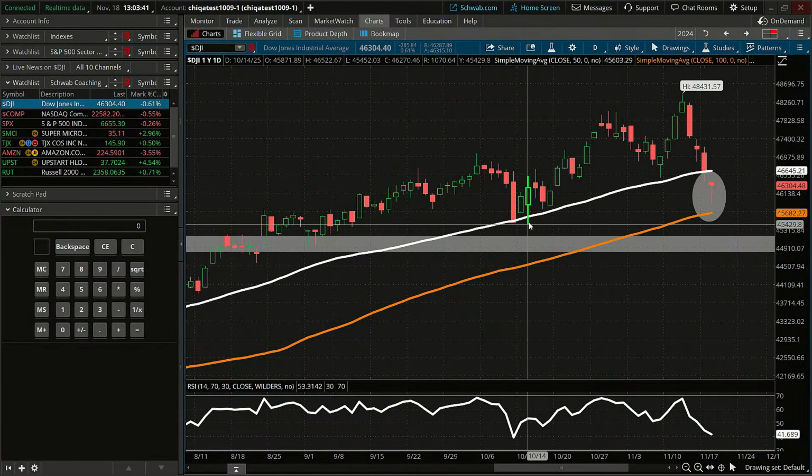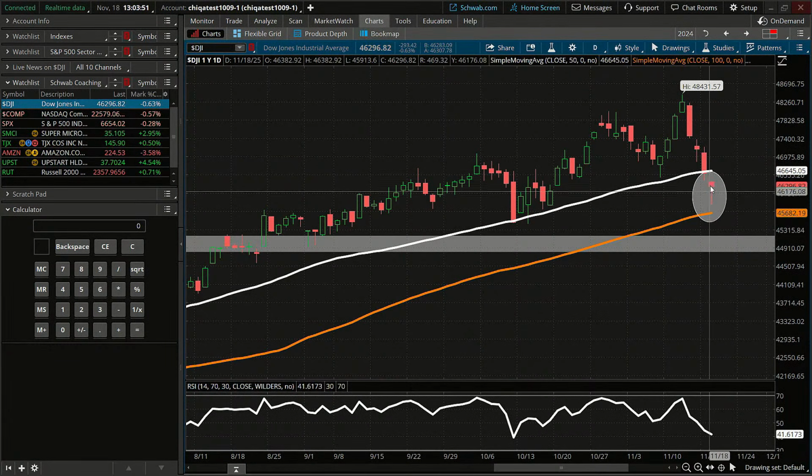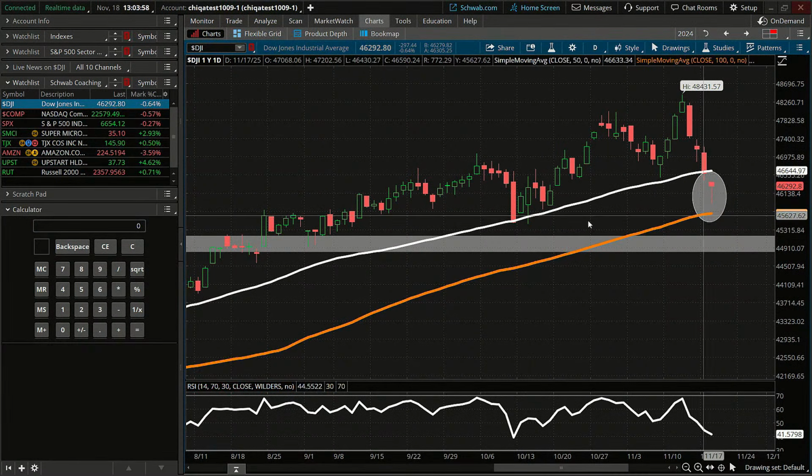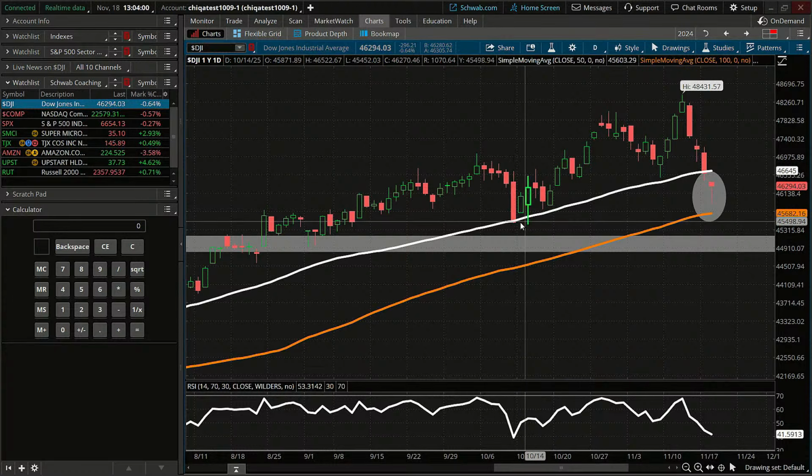But again, no lower lows were made. So we technically still have a strong structural uptrend here. I would say if that trend continues, if that candle is invalidated and we find the 100 period moving average, we're probably testing around this level as well, which are these lows from October coming in at horizontal support there.